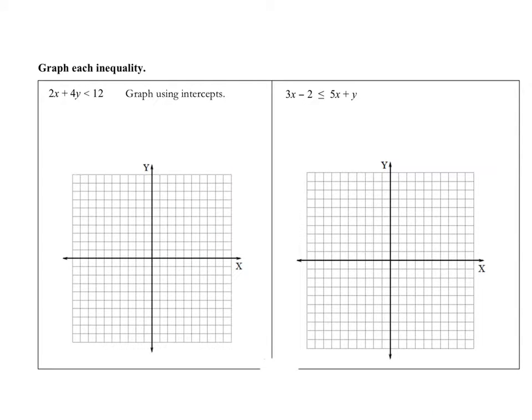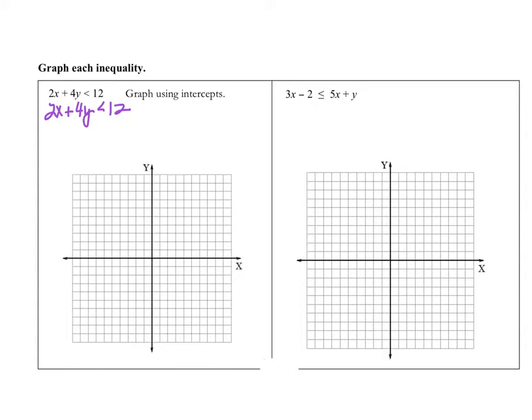Okay, so sometimes instead of solving for y, if it's in standard form and the intercepts are nice values, we'll use intercepts instead. So we're really thinking about the line 2x plus 4y is less than 12.